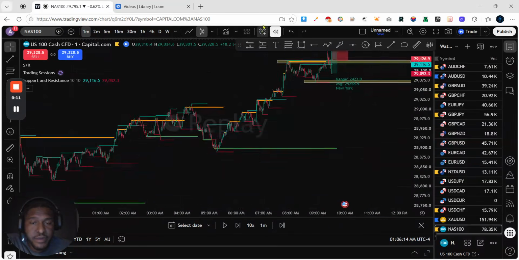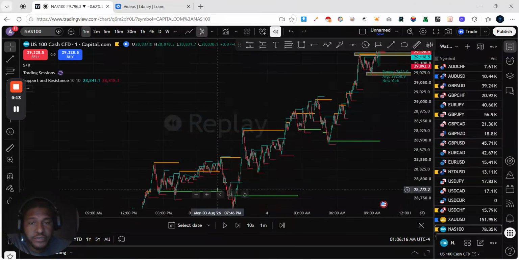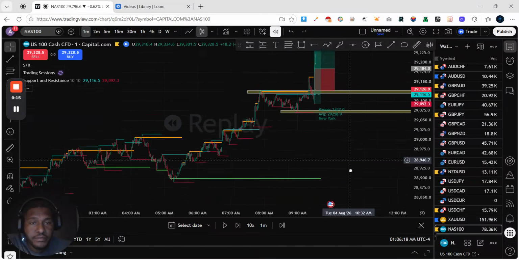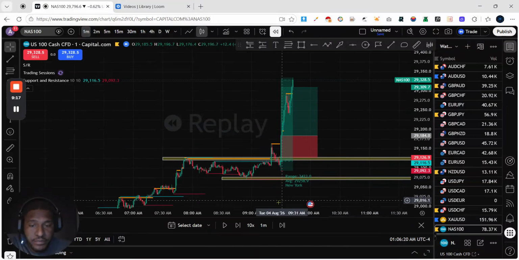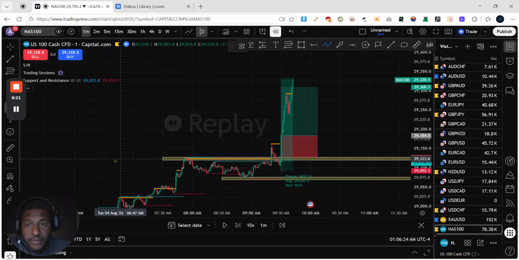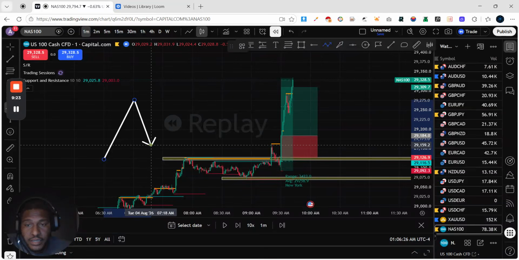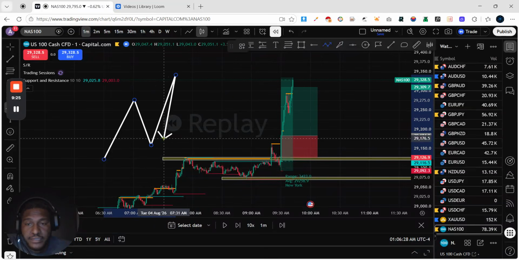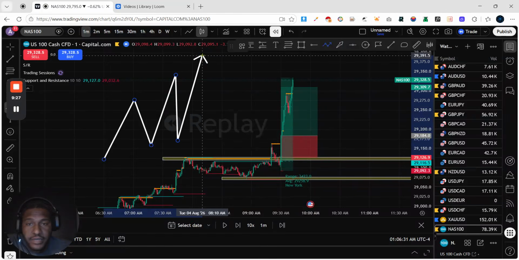It's just that this data structure clearly was just going up. So other than that, I'm going to assume NAS is doing internal liquidity. And basically what I mean by that is I assume NAS is coming back down here, then going up.